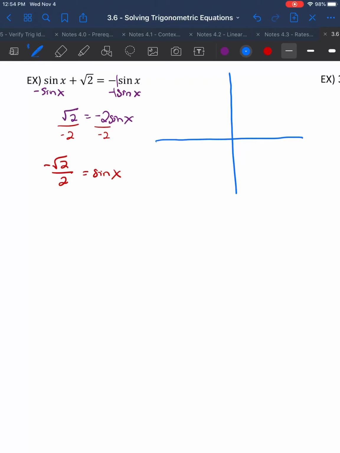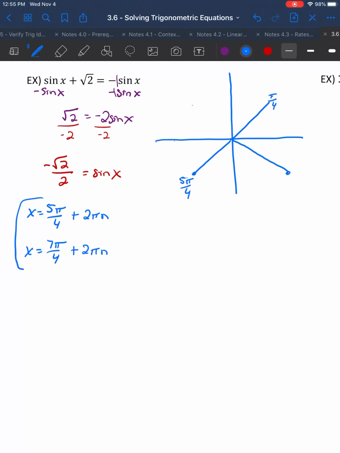So now we're going to think about our unit circle. Square root of 2 over 2 happens here at pi over 4. So that means a negative for sine. Sine goes negative in quadrant 3. What pi over 4 is that? 5. So x equals 5 pi over 4, but I'm going to tack on the plus 2 pi n to give me every possible solution at that mark. Sine is also negative here in quadrant 4, which would be 7 pi over 4. And then we're going to put on our plus 2 pi n.